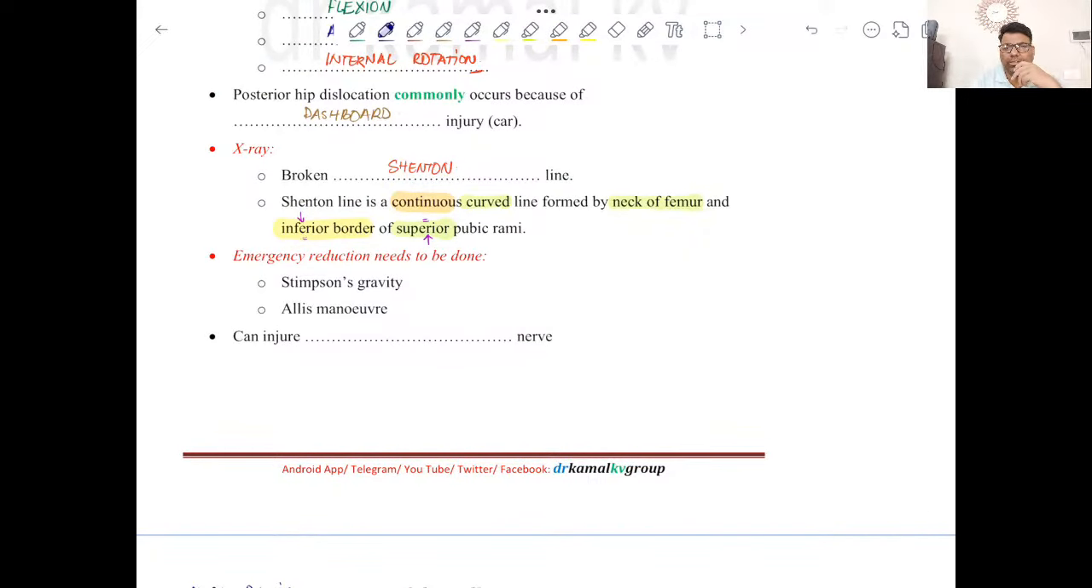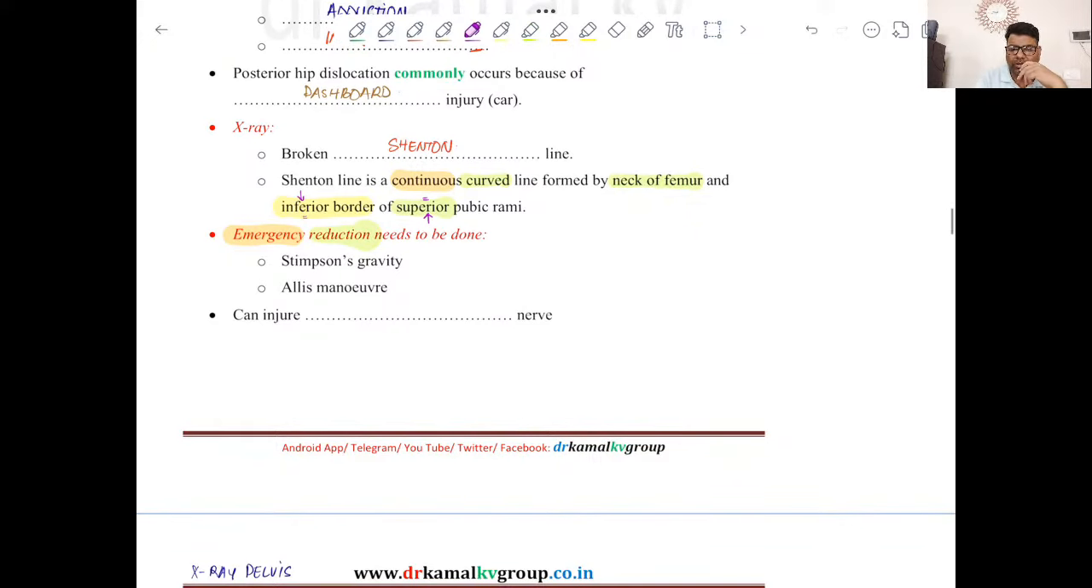Okay, now all dislocations are emergencies, and all such joints have to be reduced on an emergency basis. So the management is emergency reduction. Reduction means the head of the femur has to be pushed back into the acetabular cavity. So here we have Stimson's gravity method, or we can use Allis's maneuver.